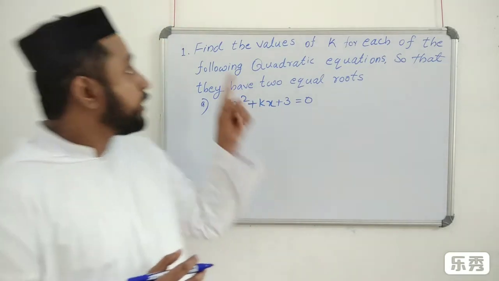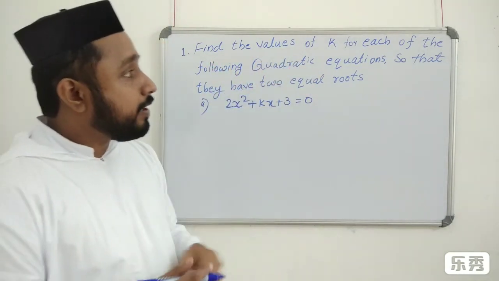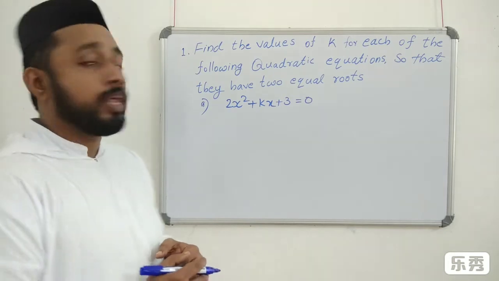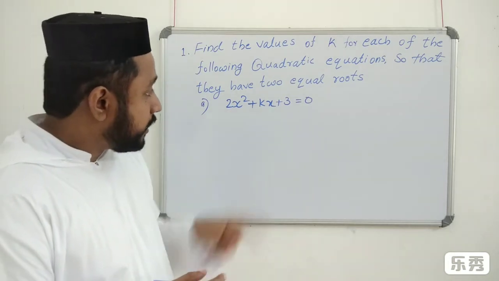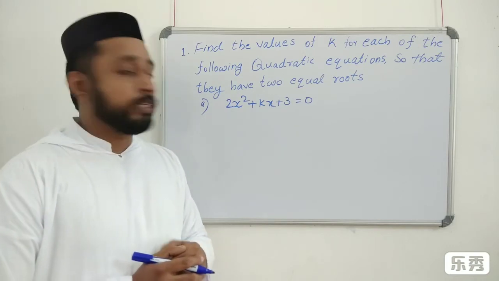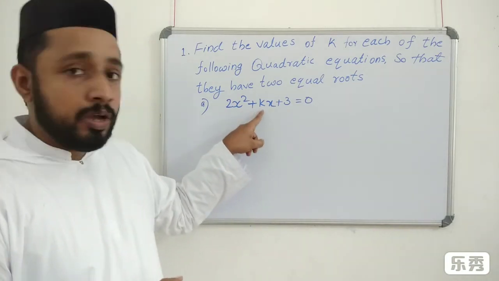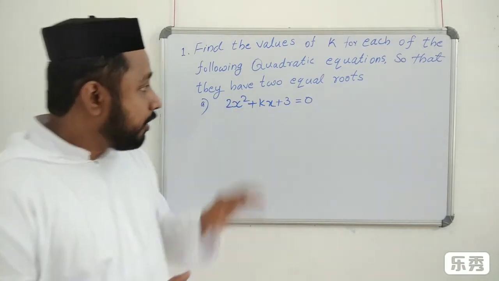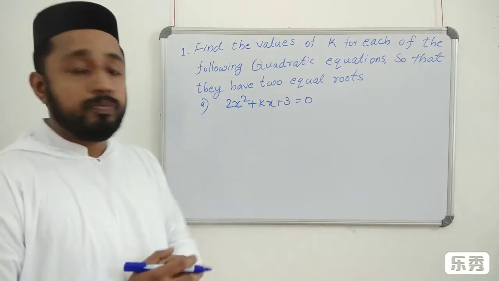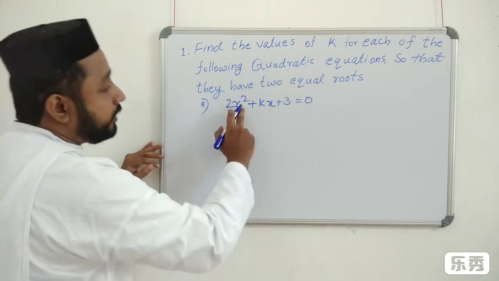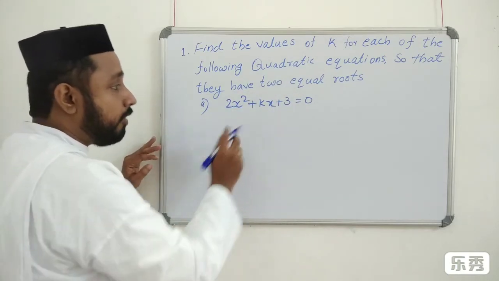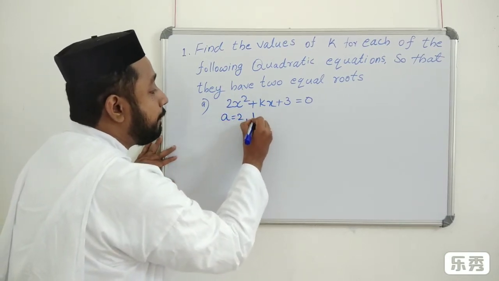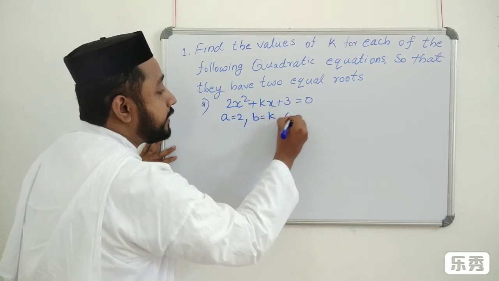Let us consider another question. Find the values of k for each of the following quadratic equations so that they have two equal roots. We have an equation 2x square plus kx plus 3 is equal to 0. We have to find the value of this k and we have the condition that they have two equal roots. So we have the equation 2x square plus kx plus 3 is equal to 0. When we compare with the general form, we will get a is equal to 2, b is equal to k, and c is equal to 3.